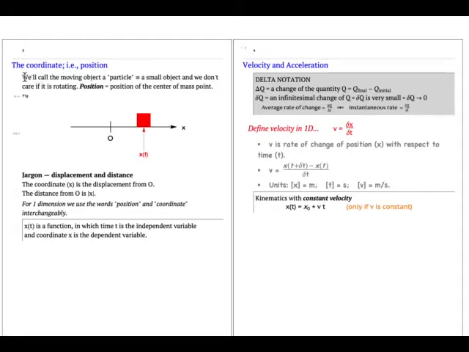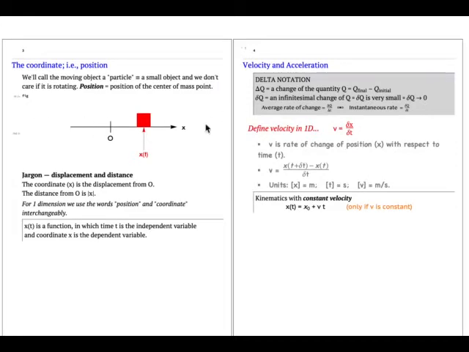So we'll call the moving object a particle just for terminology. When I say a particle, what I mean is a small object. Something that's small, and I don't really care if it's rotating. I'm just looking at the position of the center of the object. So what I mean by position is the position of the center of mass point. Just think of it as a small object, there's a position, that's the position I'm talking about.